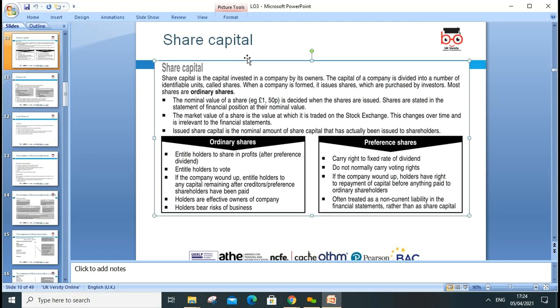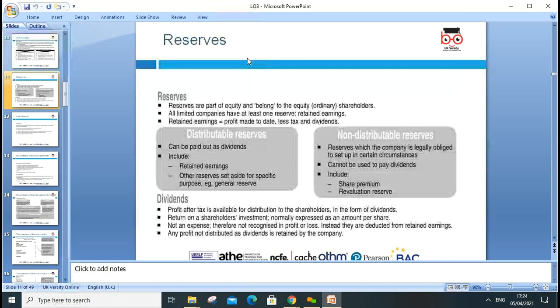Shareholders can be of two types: ordinary shareholders, who have voting rights, and preference shareholders, who get a fixed dividend. Ordinary shareholders are paid after the preference shareholders, in case of liquidation or even when we distribute the profit. We distribute the profit in terms of dividends. We also have reserves, and we can distribute the reserve. Reserves can be retained earnings, the previous years' profit.